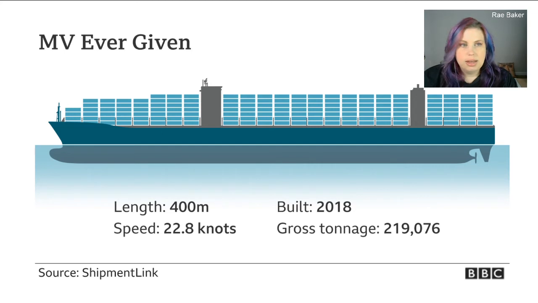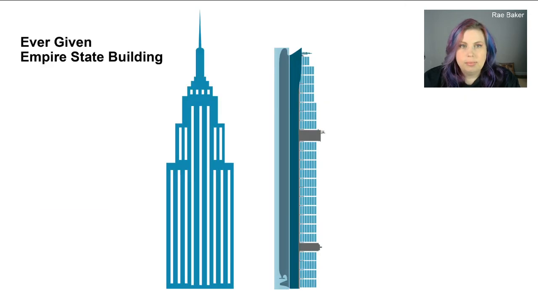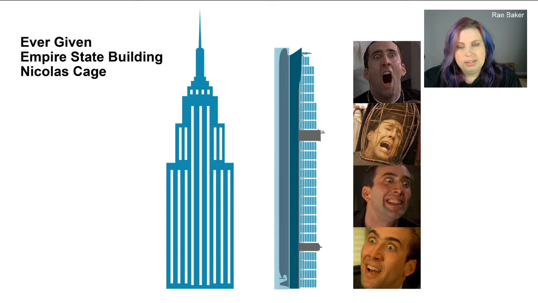So first, the ship we're talking about is the Ever Given. It is a container ship chartered and operated by Evergreen Marine in Taiwan. It's one of the largest container ships in the world at 400 meters long and 219 tons. So it's pretty big going through the canal. It's actually roughly the same size as the Empire State Building. And Nicolas Cage is 6 feet tall, so it's about 218 Nicolas Cages stacked on top of each other.